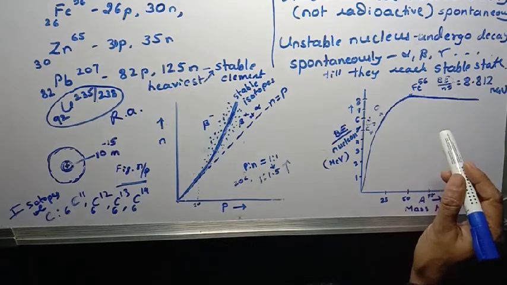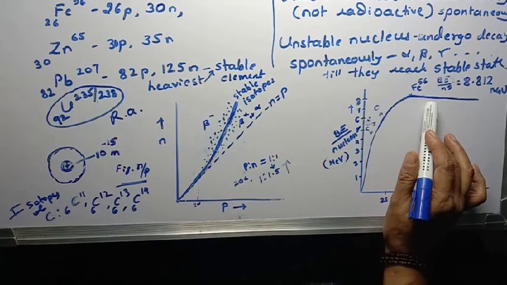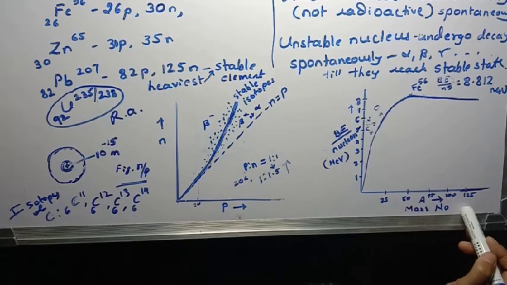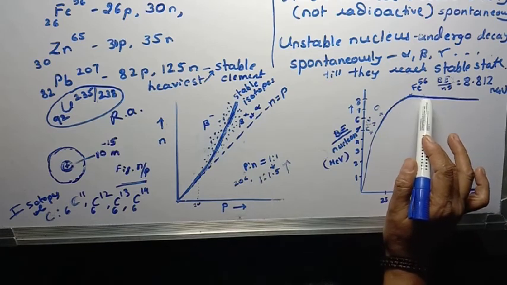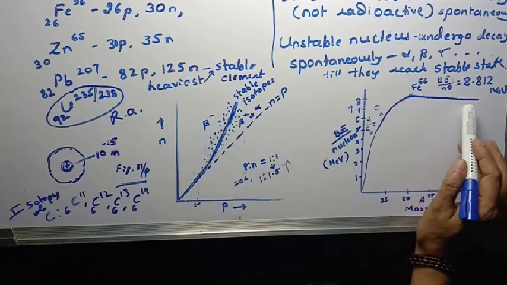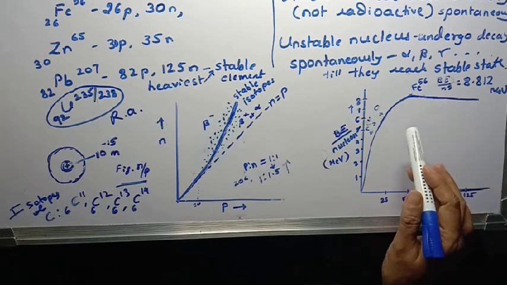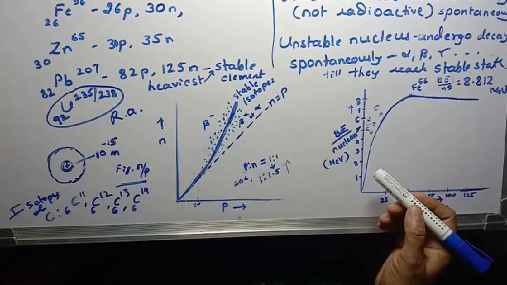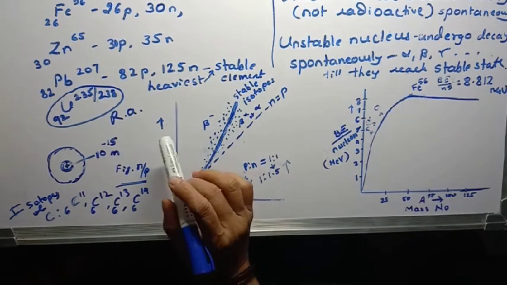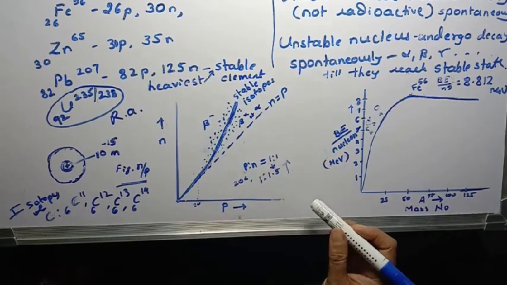That means even with an increase in mass number, the binding energy per nucleon almost remains the same. So it becomes flat, and those with binding energy in this range are quite stable. These are the two factors with which one can explain the stability of the nucleus. We'll discuss more in the next class. Thank you.